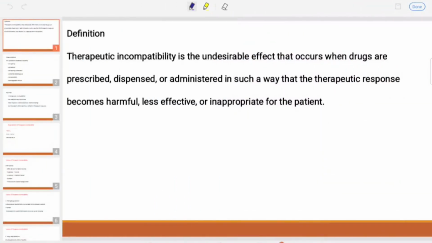Hello everyone, welcome back. So today we are going to deal with a very interesting topic called therapeutic incompatibility. So what is therapeutic incompatibility?